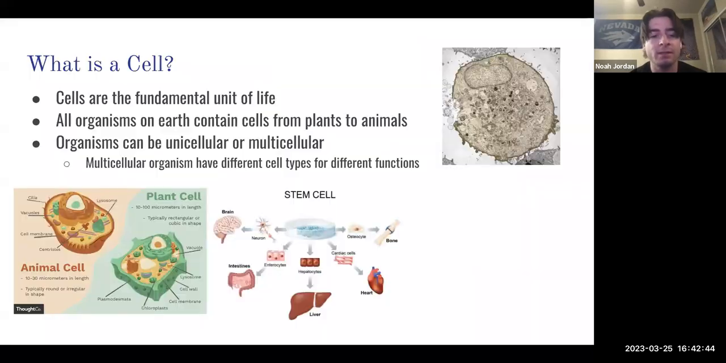Next slide, please. So what is a cell? Cells are the fundamental unit of life. All organisms on Earth contain cells, from plants to animals. Organisms can be unicellular or multicellular, which means that some organisms have a lot more cells than others. Multicellular organisms have different cell types for different functions. This is shown in this diagram down here, where a neuron is a different type of cell than maybe a liver cell.